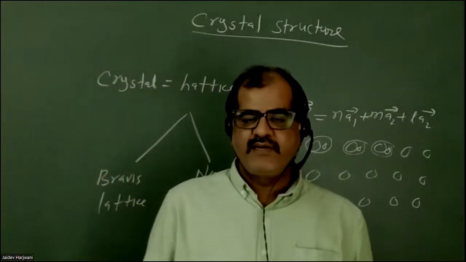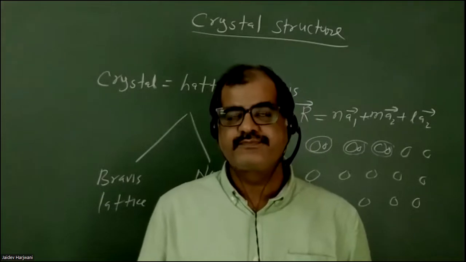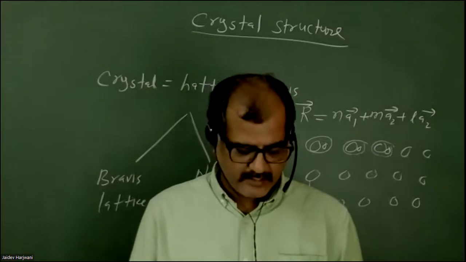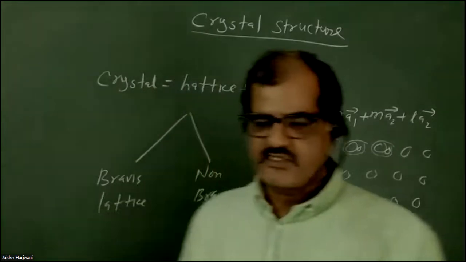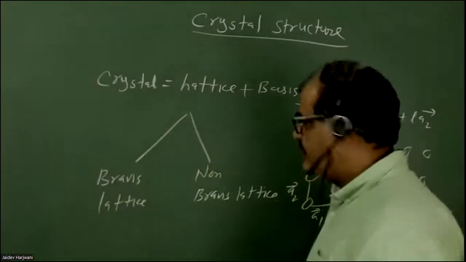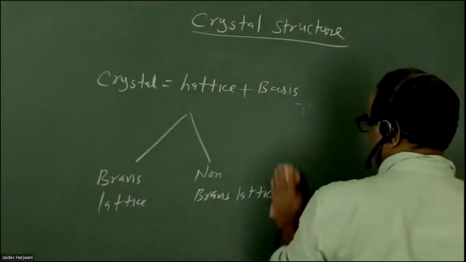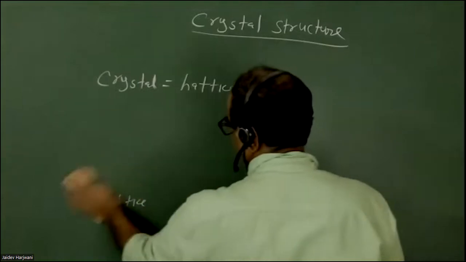Okay, what is a primitive unit cell? What is a primitive unit cell? Smallest volume and one atom. Okay, this is the smallest volume. Number of atoms is one. One per lattice. Okay, very good. That was your primitive.